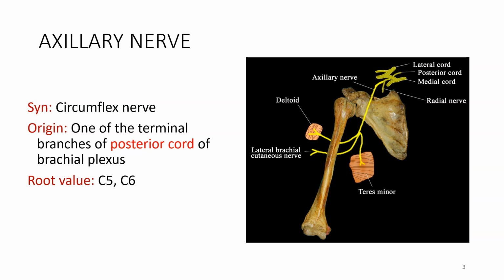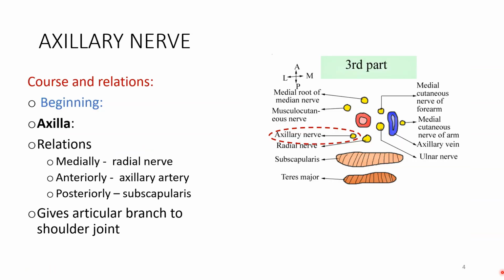So it is arising from the posterior cord of the brachial plexus as one of its terminal branches. It is taking origin from the posterior cord of the brachial plexus, and its root value is C5 and C6. In this picture, you can see its muscular branches to the deltoid and teres minor muscles and the lateral brachial cutaneous nerve. See the relations of third part of axillary artery in this picture.